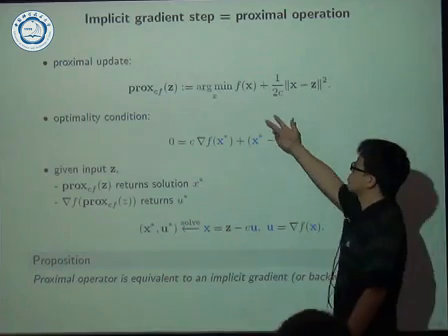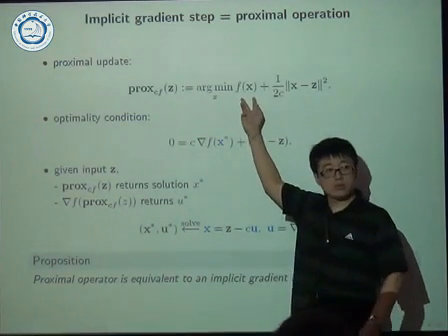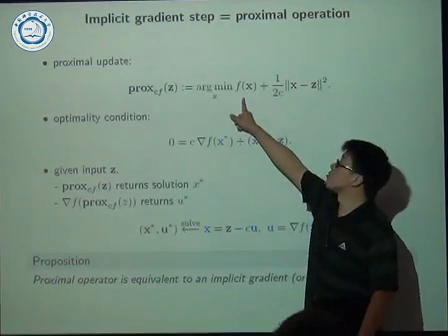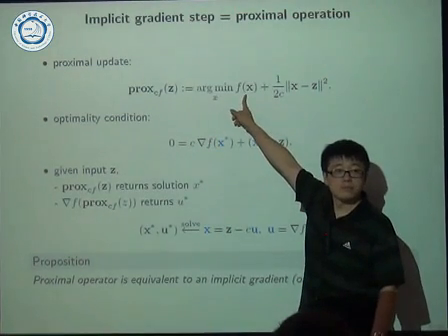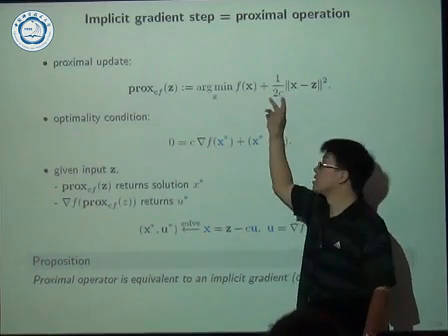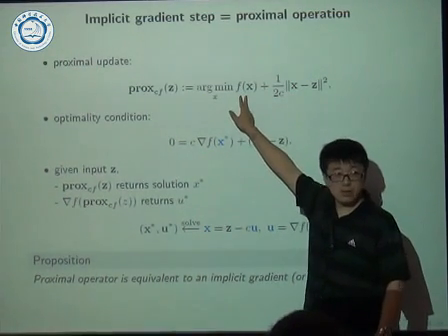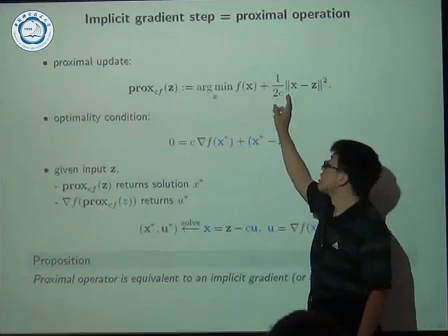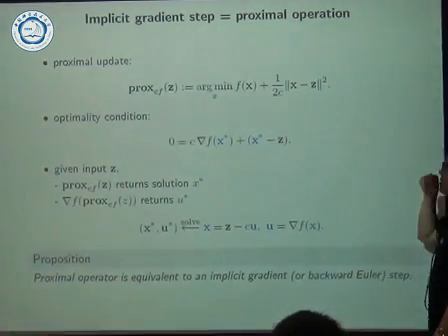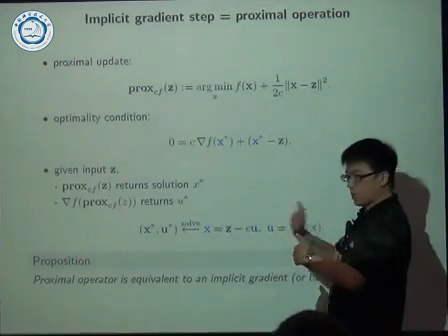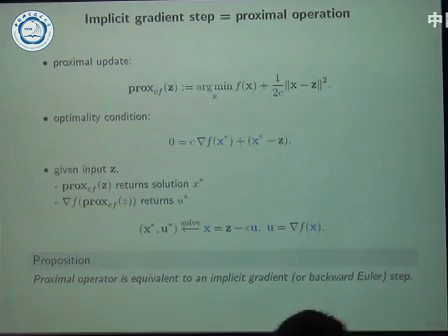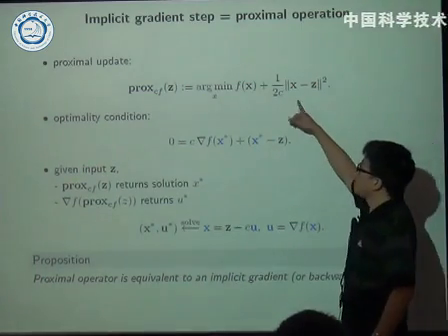If this function does not increase faster than this, I won't be able to directly minimize it, right? Because this is quadratic, this grows quadratically. If this function does not grow faster, I'm going to have to consider this. So proximal means being close. Proximal algorithm means close to the previous point. So what is this problem?